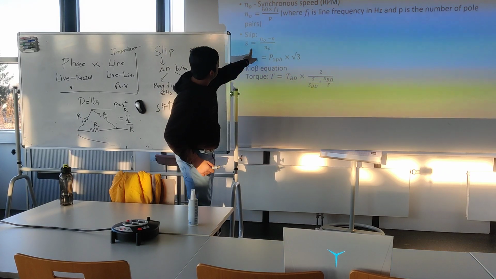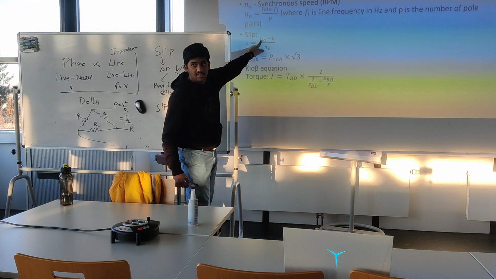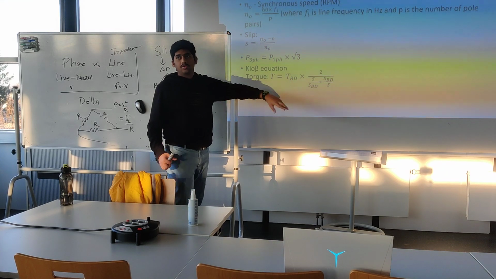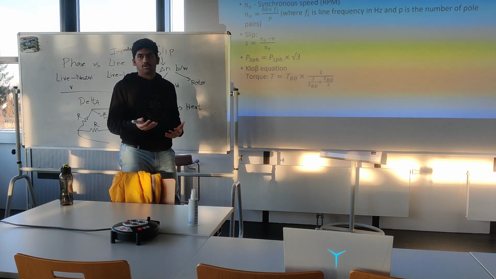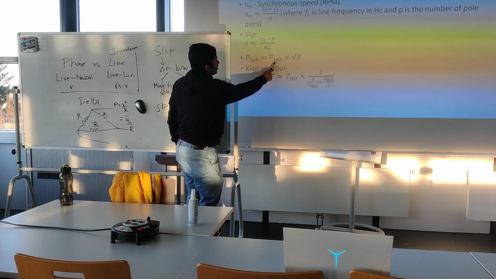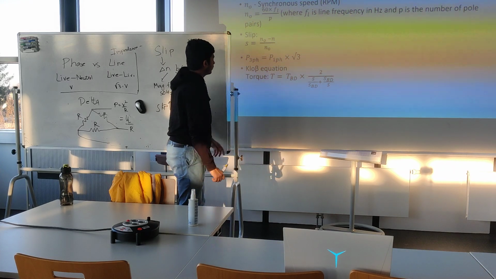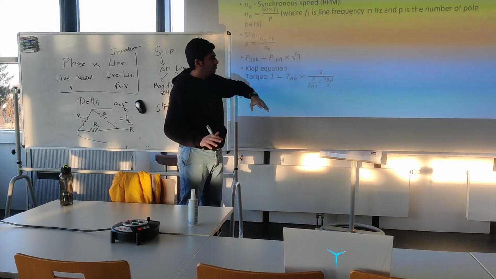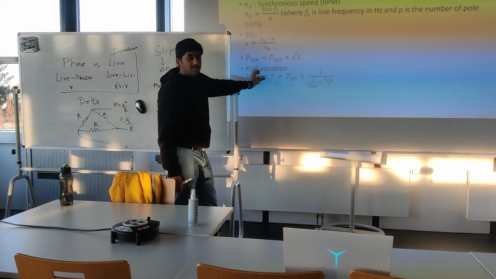So this is the definition of slip: N naught, the synchronous speed, minus the current speed, divided by the synchronous speed. So it's like efficiency, from 0 to 1, or you can say it in terms of percentage. 3-phase power is 1-phase power times root 3. And this is not that important, we never consider the power of one phase. The Kloss equation is super important.